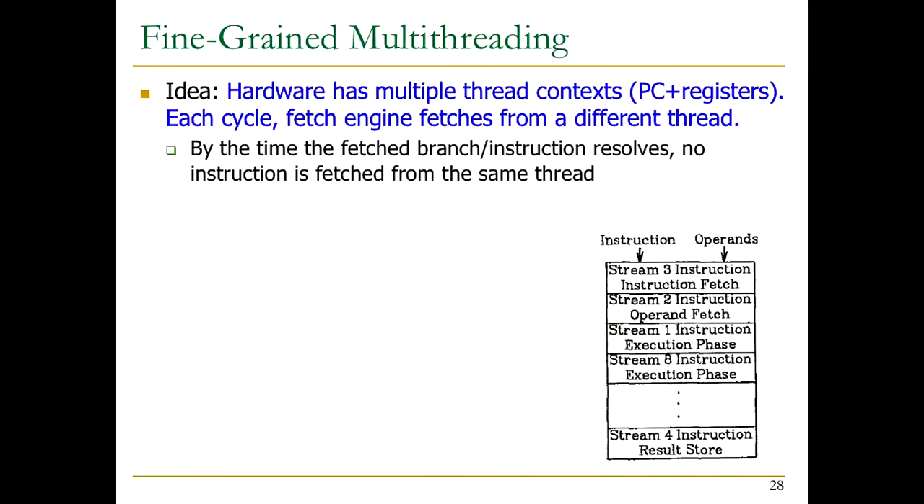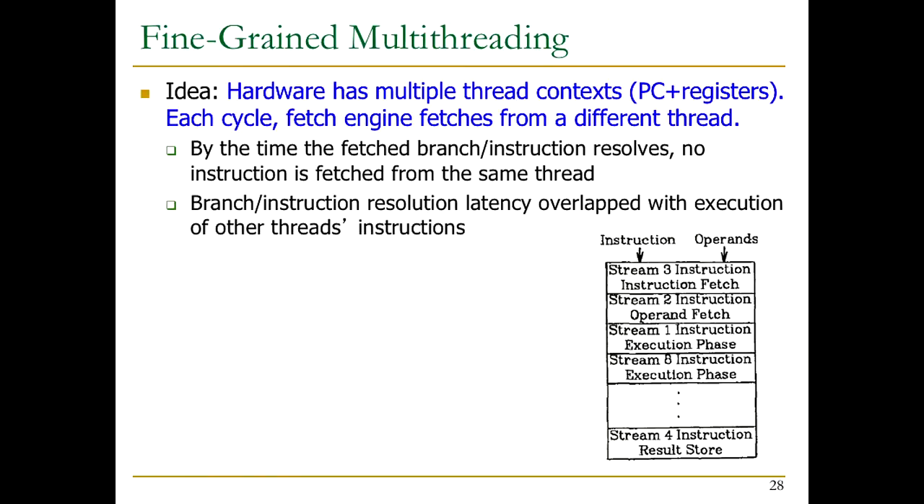It may not be the best example, but it's a picture from one of the first papers that proposed this. Basically, every cycle you fetch from a different thread. Which means that you're really overlapping the latency of the branch or the instruction. Again, this is not specific to branches. For every instruction you do this, you're overlapping the latency with the execution of the other thread's instructions. And if you have enough threads, this is great. And if you don't care about the latency of that particular thread, this is great.